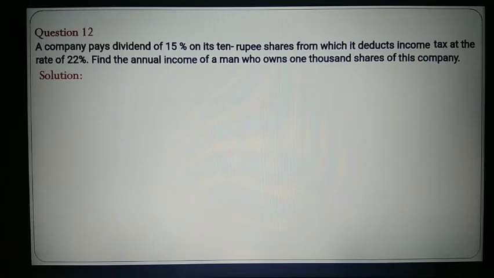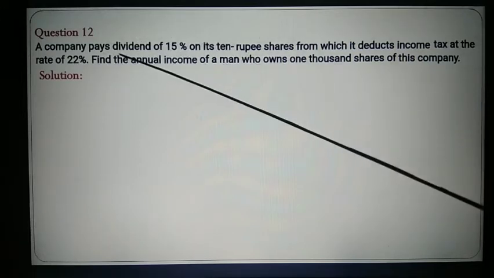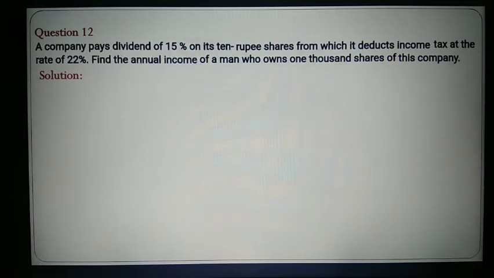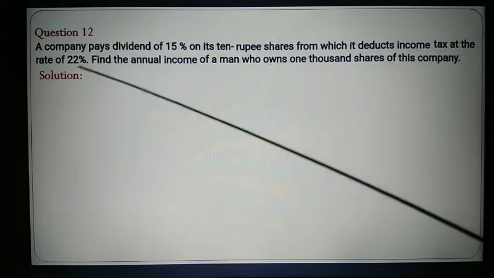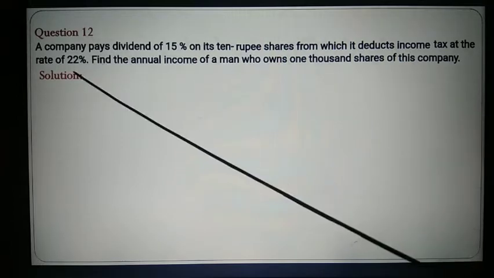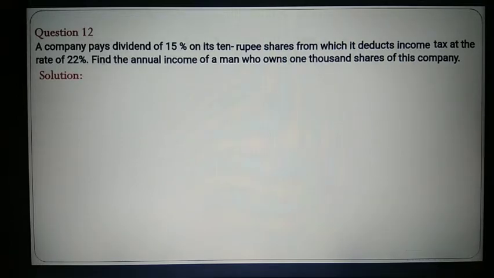Now this sum is also similar. So let's see what is said here. A company pays dividend of 15%. That means the rate of dividend is given as 15% on its 10 rupee share. That means nominal value is given to be rupees 10, from which it deducts the income tax at the rate of 22%. So the rate of income tax is given to be 22%, right?